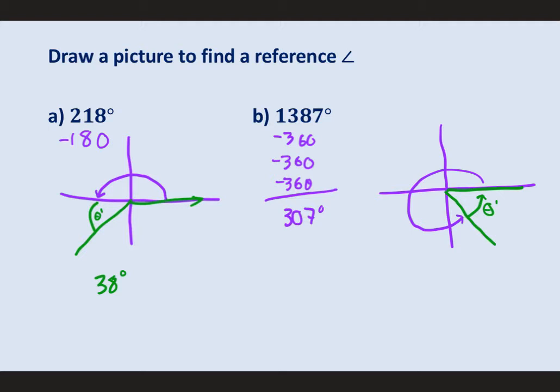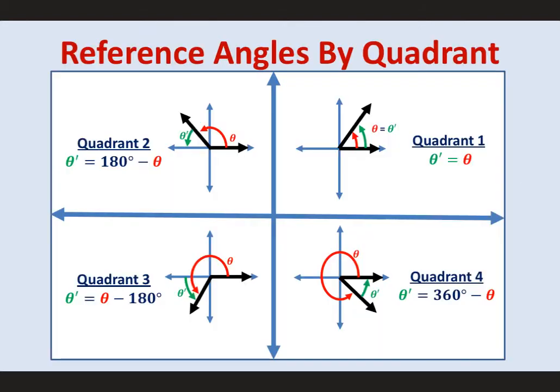We need to find that. So we're going to do 360 minus that 307 that was already traveled, and that's going to leave us with a 53-degree reference angle. I'm not just coming up with these; there are actually formulas depending on what quadrant you're in, and this is something you're really going to want to take some time to copy down. So I would pause the video right now and make sure you copy down this graphic.